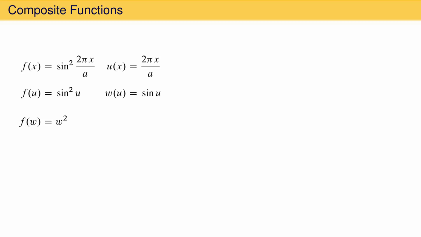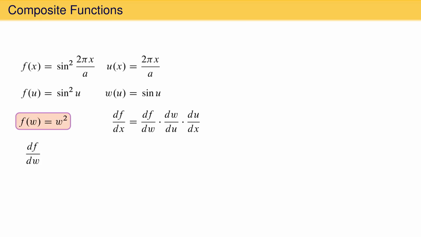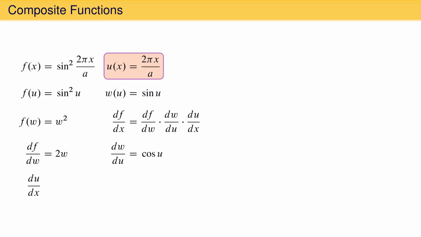This is a composite function nested 2 levels deep. F is a function of w, which is a function of u, which is a function of x. Despite the complexity, the chain rule still applies. The derivative with respect to x of the original function is equal to df dw times dw du times du dx. Each layer of the composite function has its own derivative. Evaluating each derivative in turn, we obtain the derivative of f with respect to w is 2 times w. The derivative of w with respect to u is cosine u. The derivative of u with respect to x is 2 pi over a.